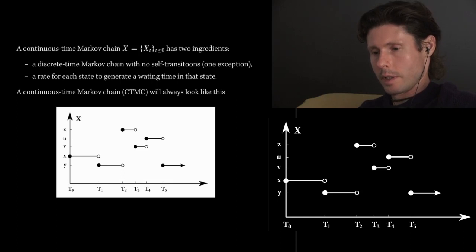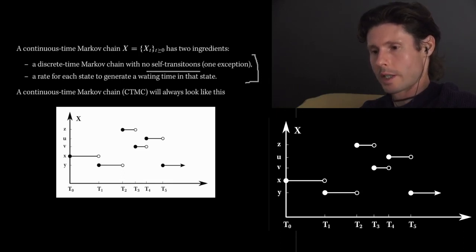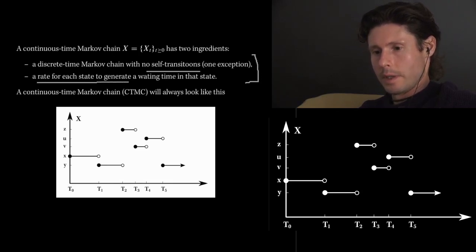So let's discuss this picture before moving on to the next clip. First of all, there are 2 ingredients that go into a continuous time Markov chain. One is a discrete time Markov chain that has essentially no self-transitions, with the exception I mentioned, an infinite length of stay. And the second thing is a rate for every single state, which is used to generate a waiting time, so how long we stay in that state.